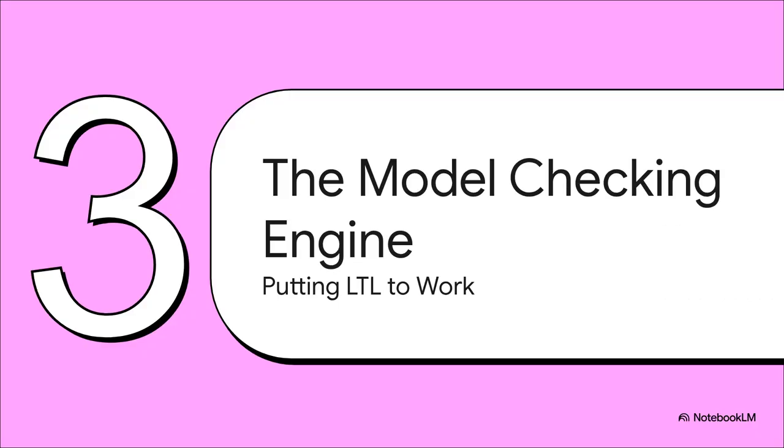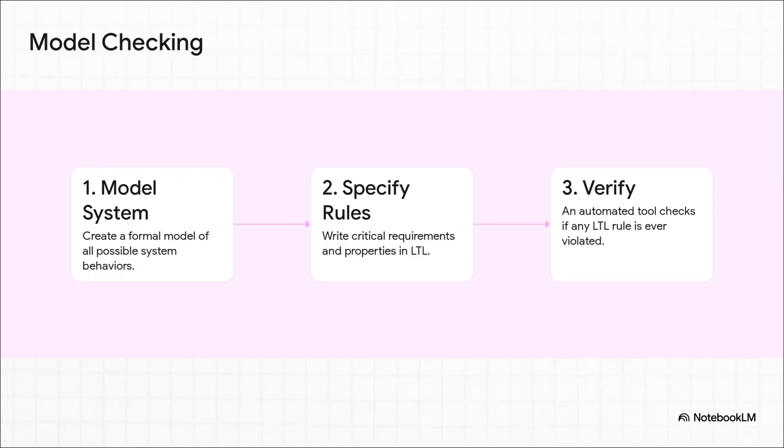So we've got this awesome language, LTL, for writing the rules. But how do we actually use it to check a real system? That's the job of what we call the model checking engine, which is our third section. So how does this model checking thing actually work? It's basically a 3-step dance.